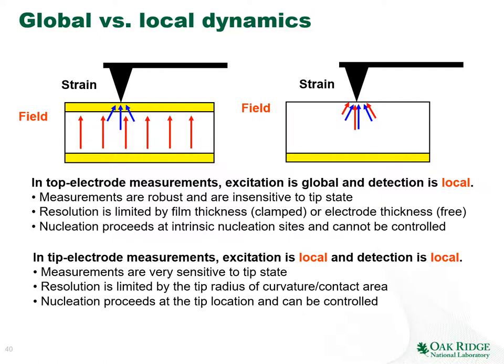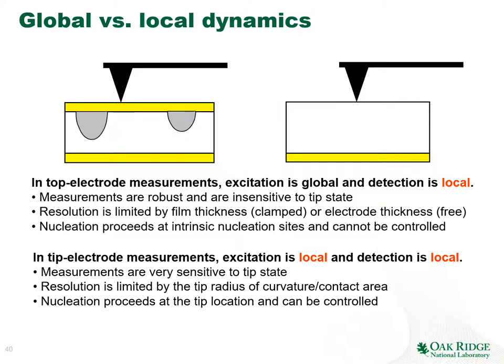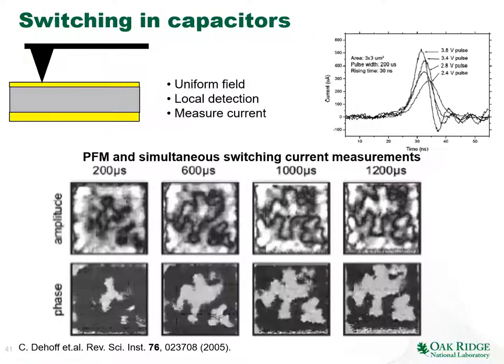So if we perform the switching in this case, the domains form where they want and not where we want them to. In the tip electrode measurements, the excitation and the detection are local. So we concentrate our electric field locally and we perform the detection locally. Our resolution is limited by the tip radius of curvature or contact radius, and nucleation happens where we want it to. So generally, if we want to study polarization switching, most of the time we do it with the tip because here it happens where we want it to. However, if we study ferroelectric capacitors, we can use the top electrode arrangement.